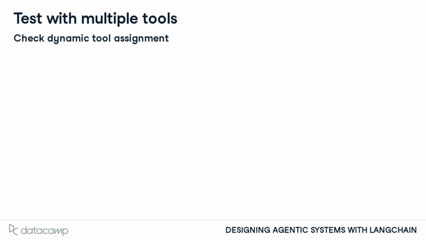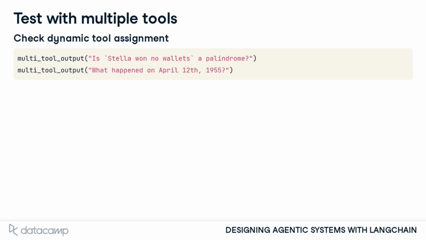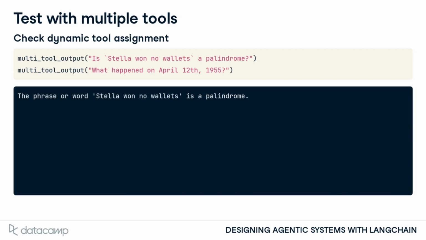Let's test this function with 2 queries using different tools. The first query should trigger the palindrome tool, since the question asks, is Stella 1 no wallets a palindrome? The second query should trigger the historical events tool, asking what happened on April 12, 1955. For each query, the chatbot will return a direct tool response before the LLM refines the output.